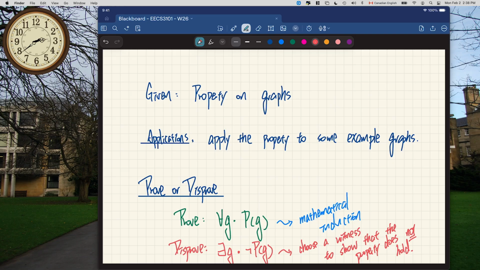Just keep this in mind. You can think about it more like a strategy. If I simply say prove or disprove, you first of all have to make a decision whether you want to go for the green one to prove it or the red one to disprove it. Once you make that decision, go for that.